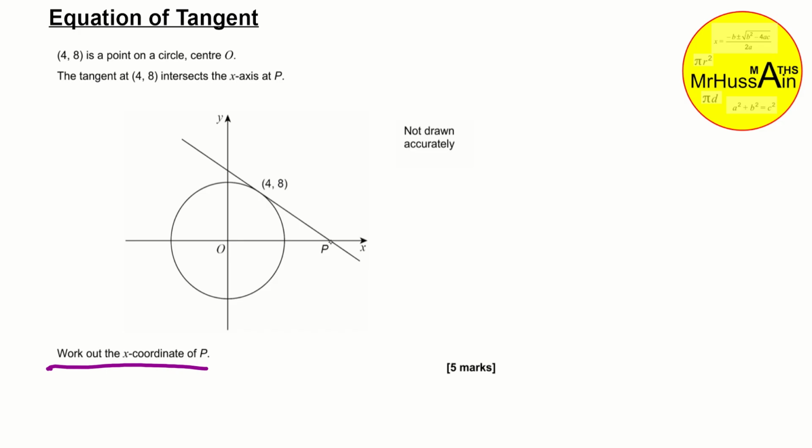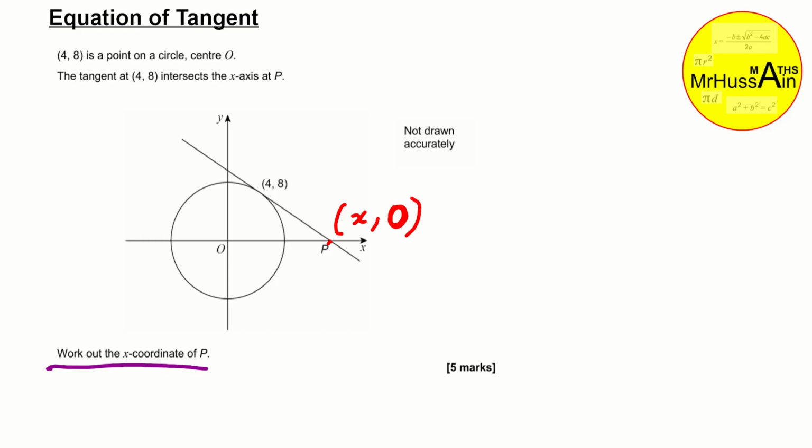First things first, what we know about P is we do not know the x coordinate, hence we're working it out, but we do know the y coordinate is 0. Therefore, if we did know the equation of the tangent and we substituted in y 0, it will give us the x coordinate. So we've realized you need to work out the equation of the tangent.